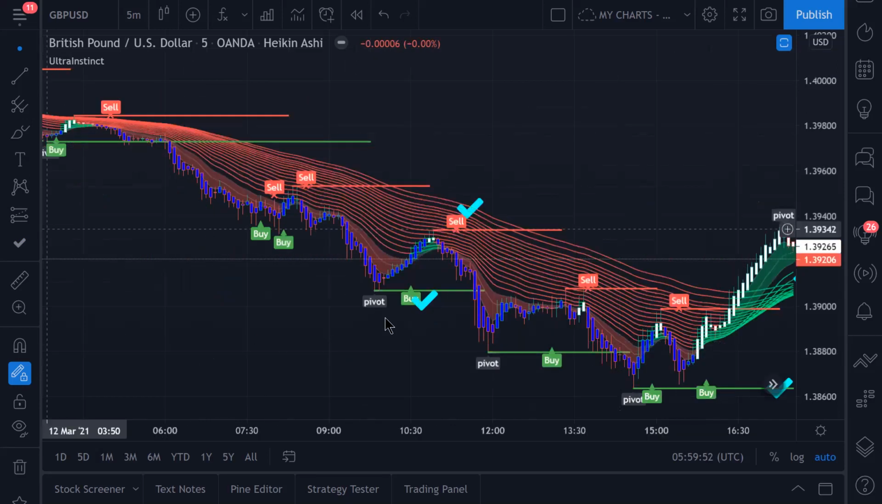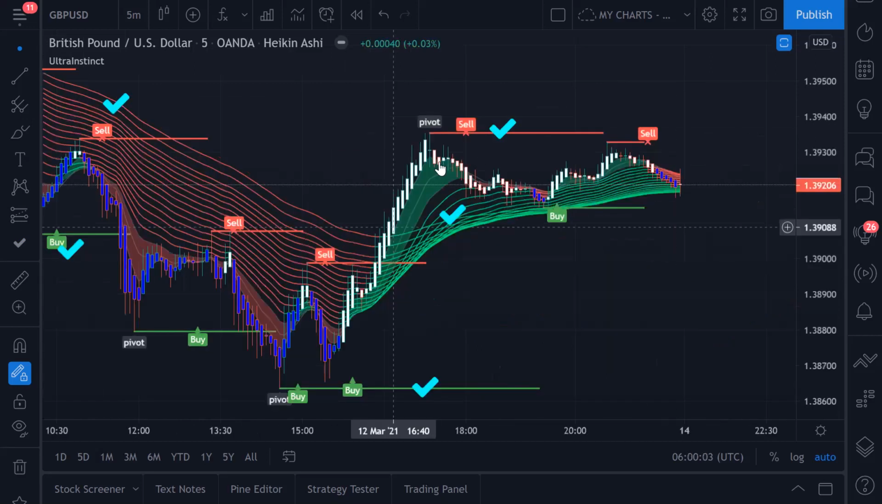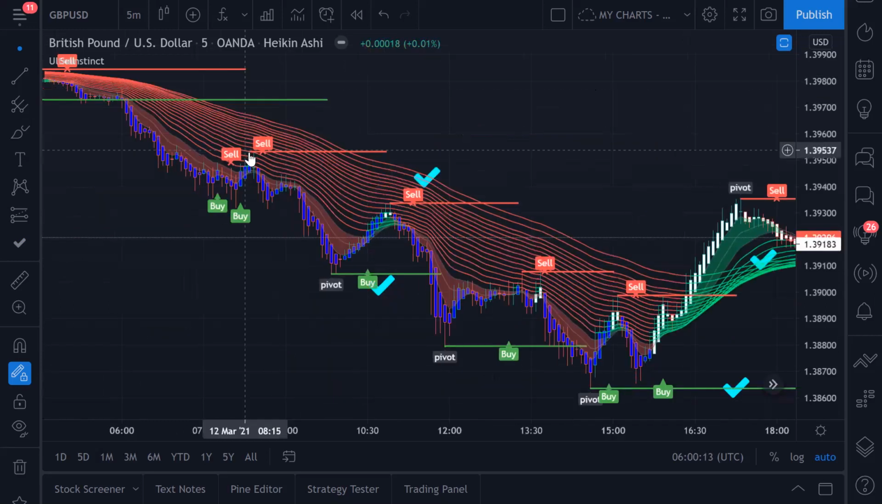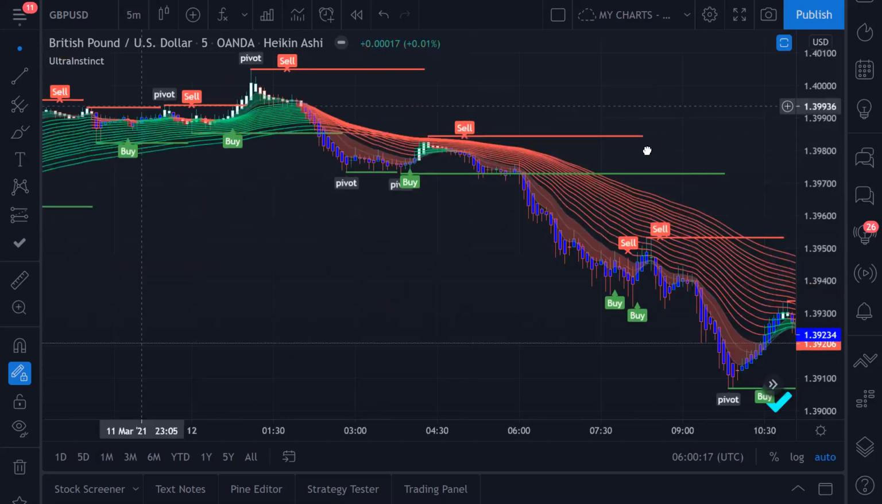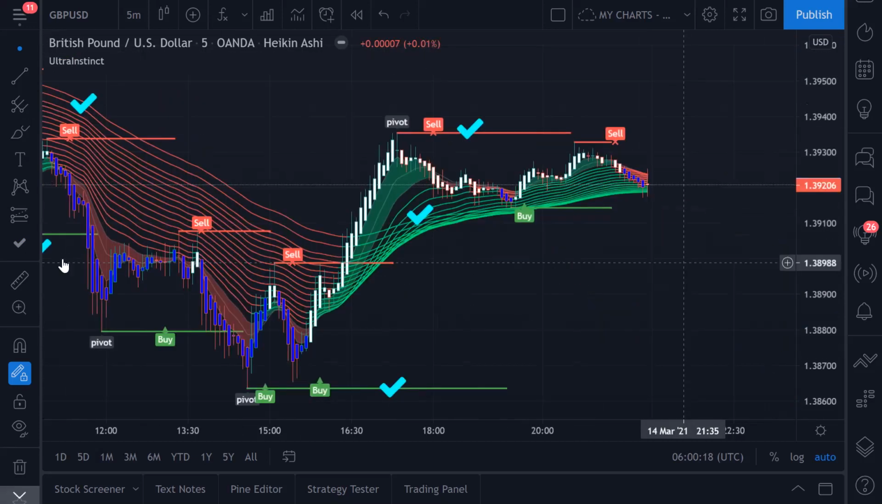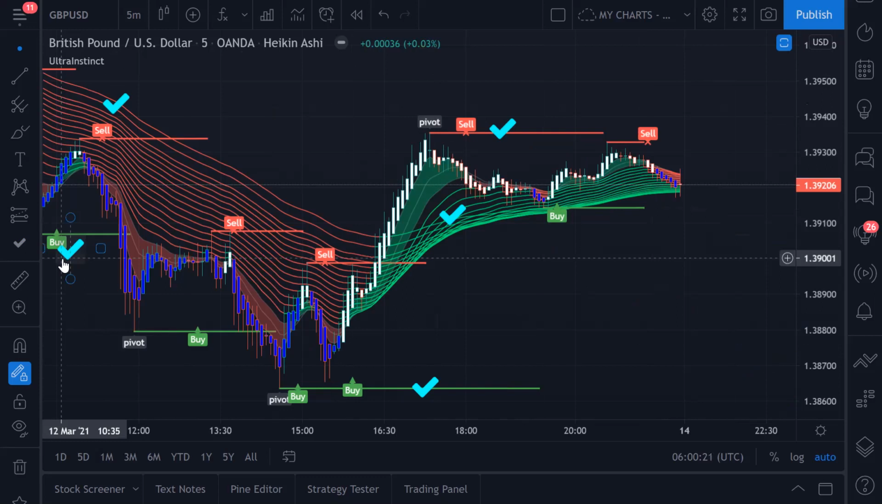In the historical chart, price has to touch another previous historical pivot, and if it's broken again, then another historical pivot. Same goes for buy signals. Whenever the price is breaking this pivot, it will touch another pivot right here, or right here. So that's it for ultra instinct.